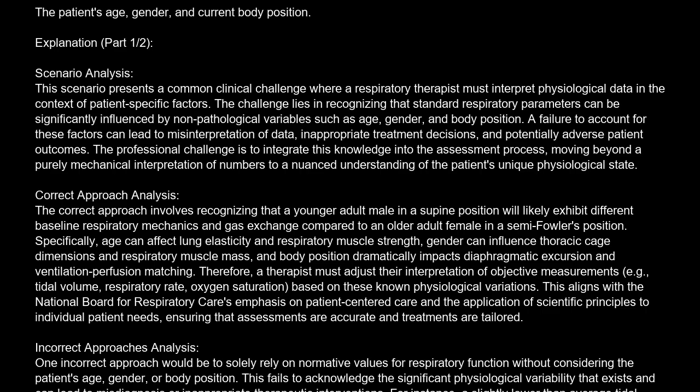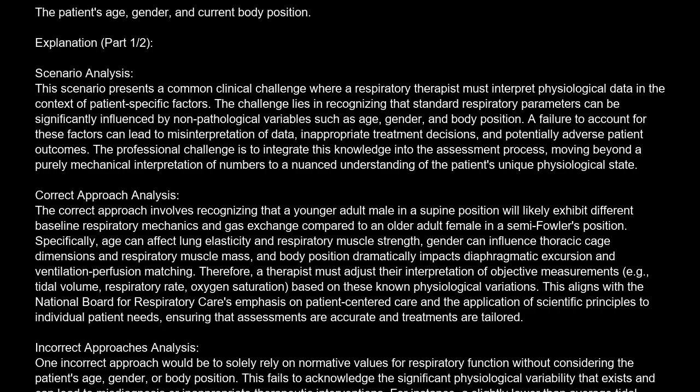Explanation. Scenario analysis. This scenario presents a common clinical challenge where a respiratory therapist must interpret physiological data in the context of patient-specific factors. The challenge lies in recognizing that standard respiratory parameters can be significantly influenced by non-pathological variables such as age, gender, and body position. A failure to account for these factors can lead to misinterpretation of data, inappropriate treatment decisions, and potentially adverse patient outcomes. The professional challenge is to integrate this knowledge into the assessment process, moving beyond a purely mechanical interpretation of numbers to a nuanced understanding of the patient's unique physiological state.